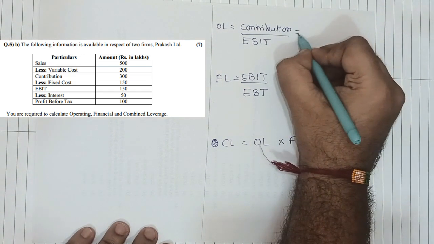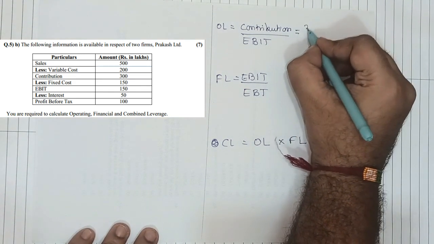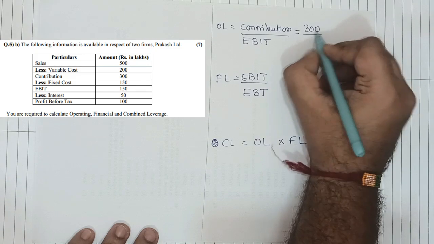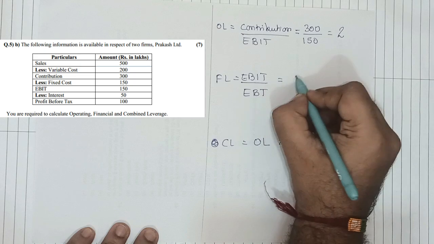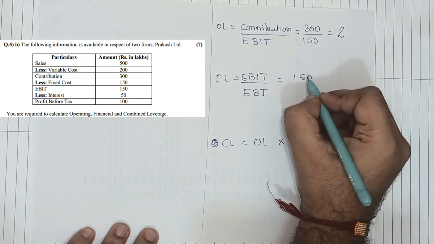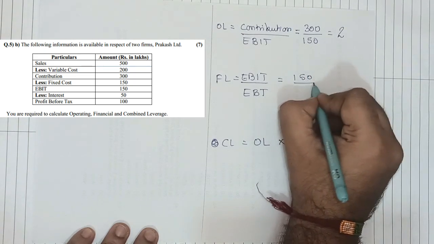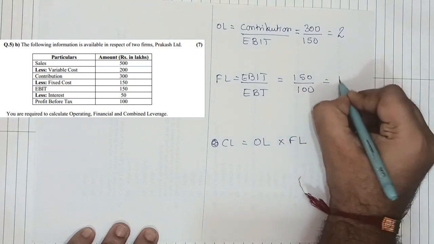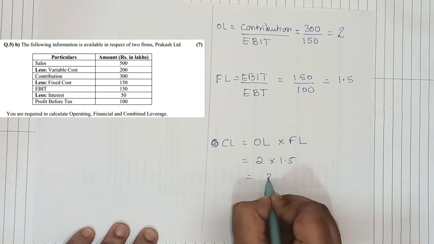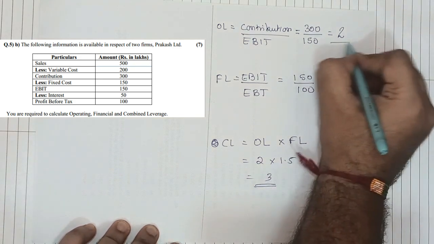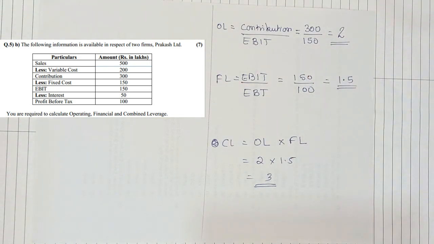So operating leverage was contribution upon EBIT, which was 300 upon 150. So that comes to 2. EBIT upon EBT is 1.5, and 2 into 1.5 comes to 3. So it was a very basic simple sum. Just apply the formula, get those values which are given directly in the question, and get the answers.